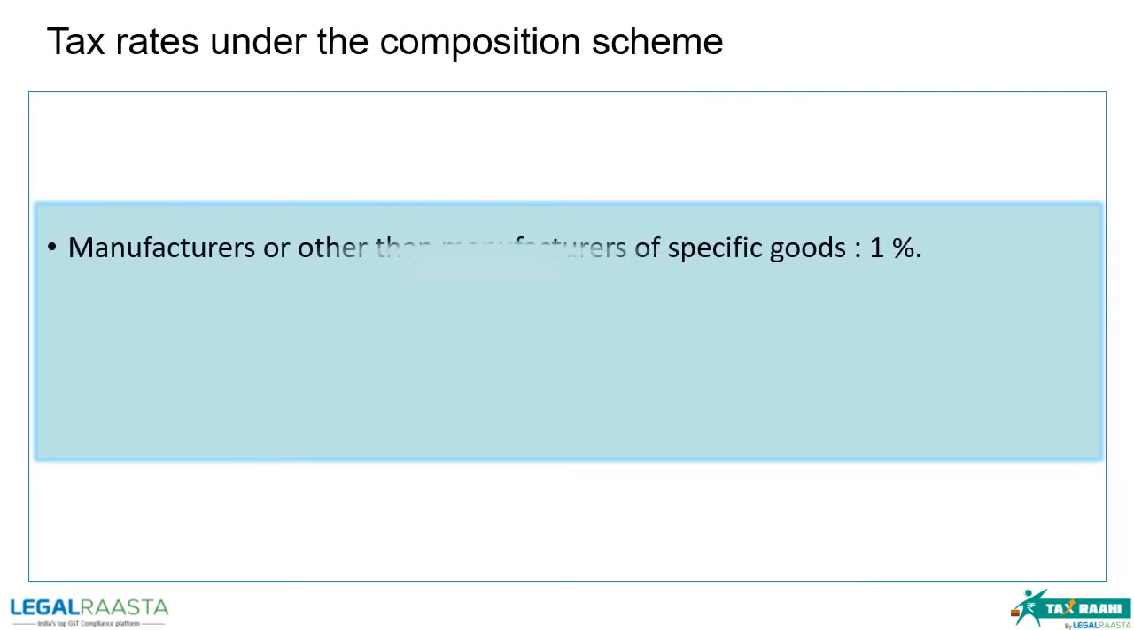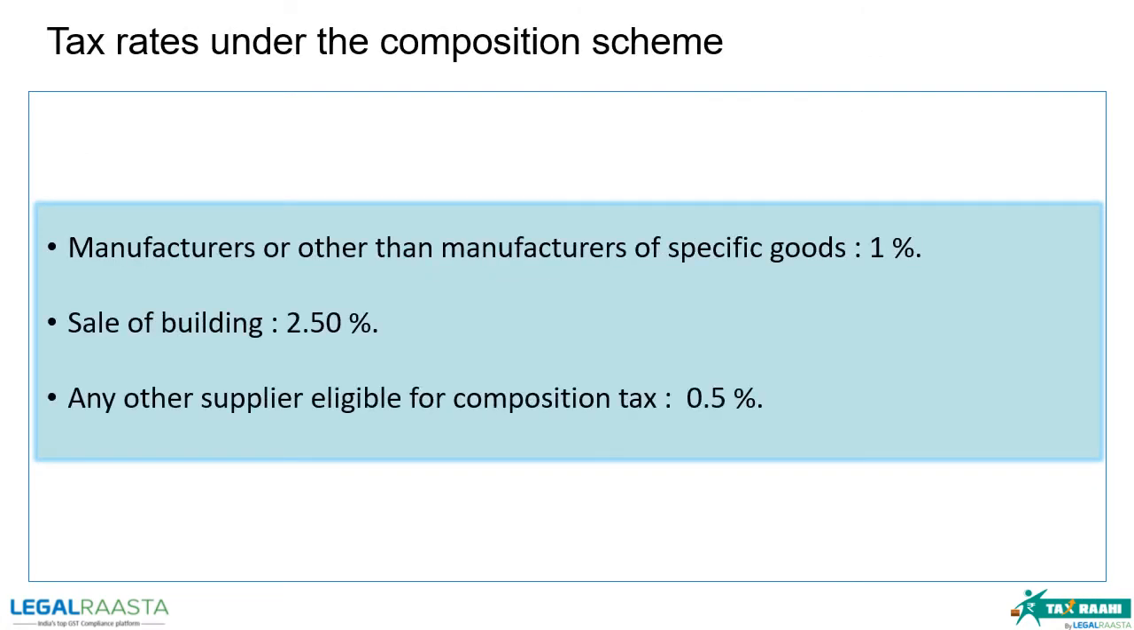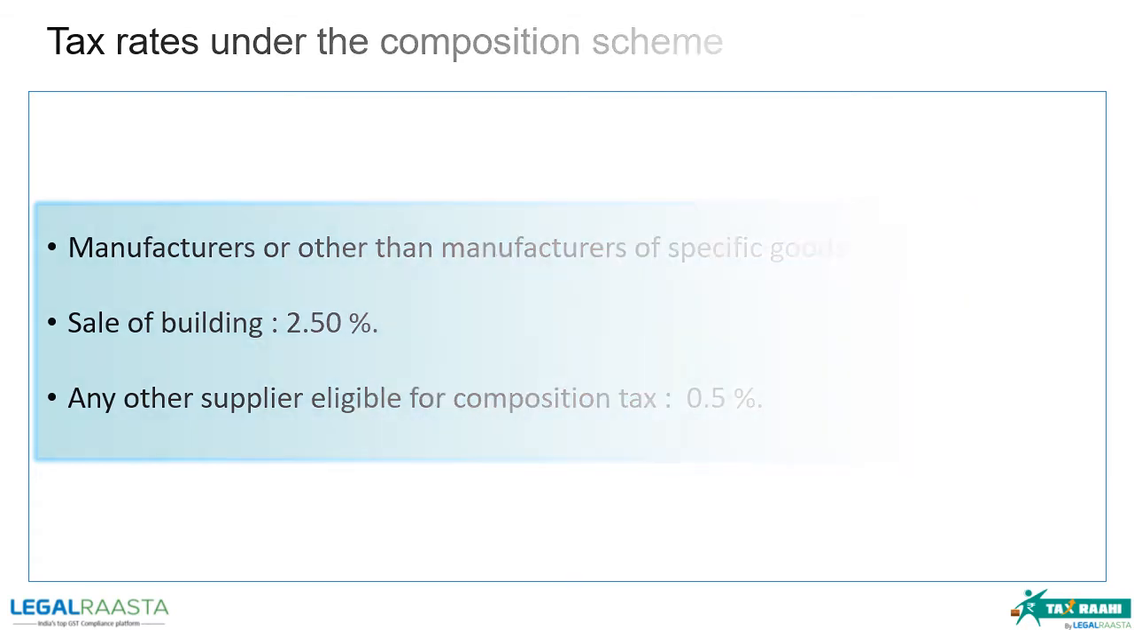There are three types of rate under composition scheme, such as 1% on manufacturers or other than manufacturers of specific goods, 2.5% on sale of building, and 0.5% on any other supplier eligible for composition tax.